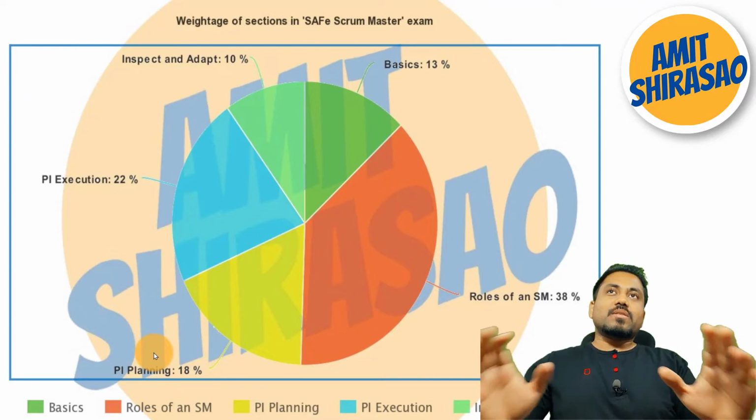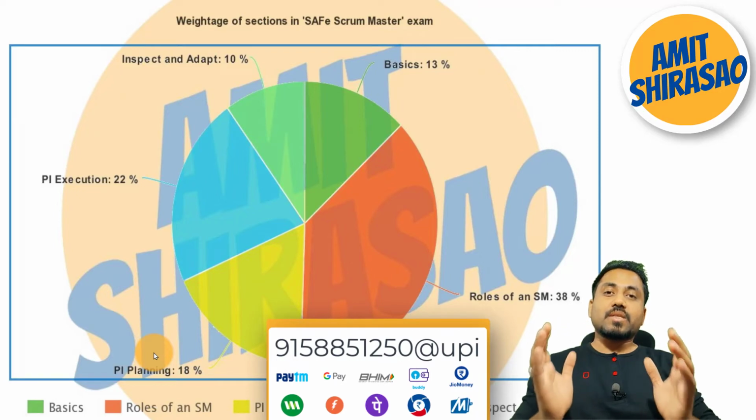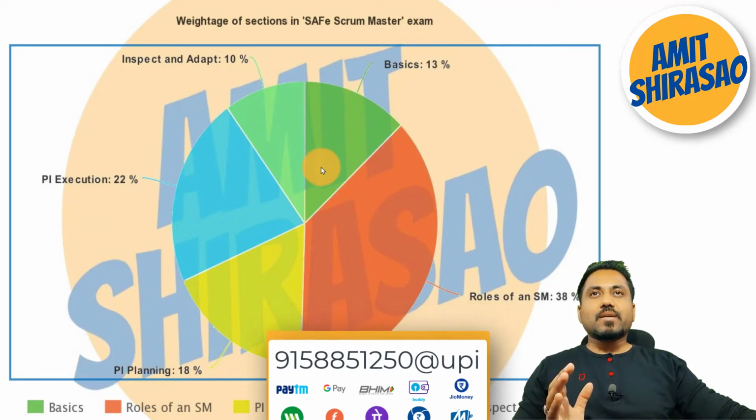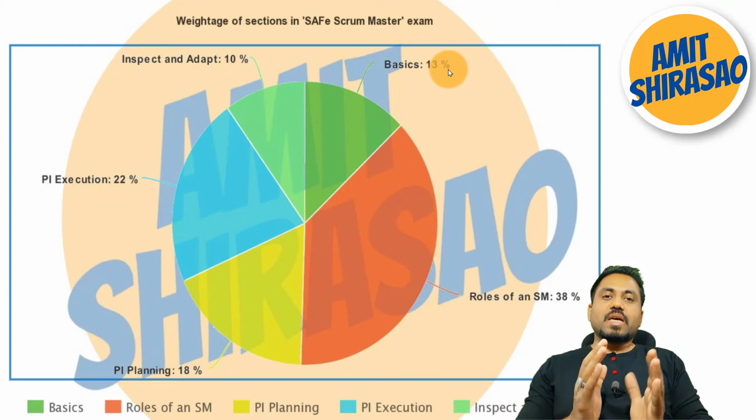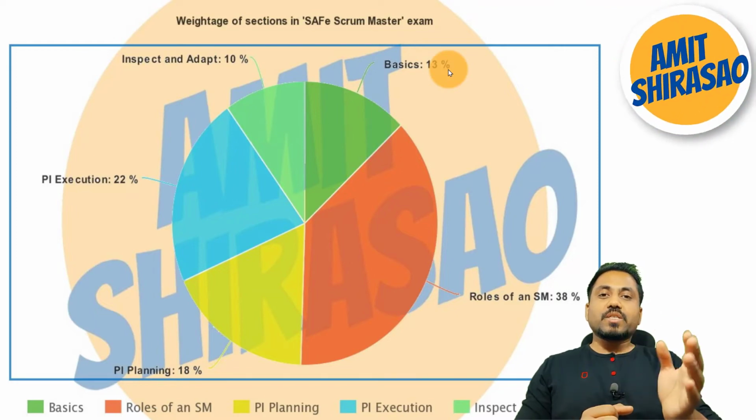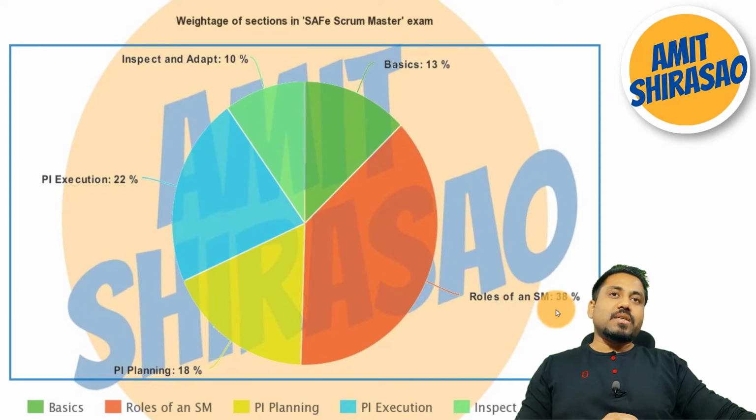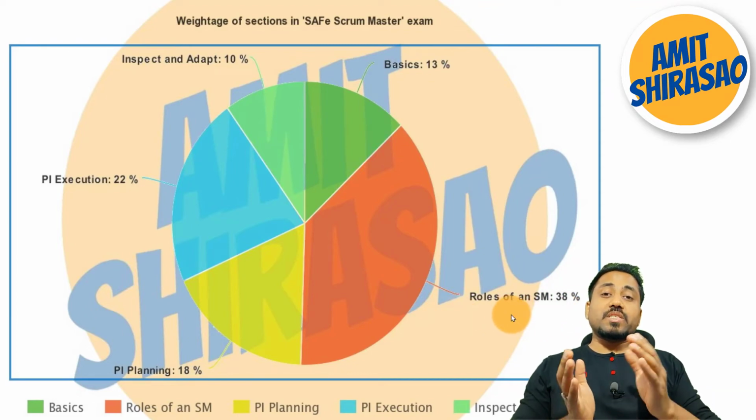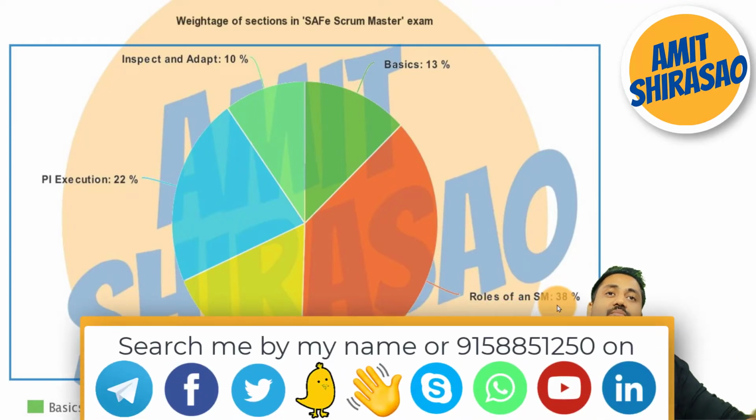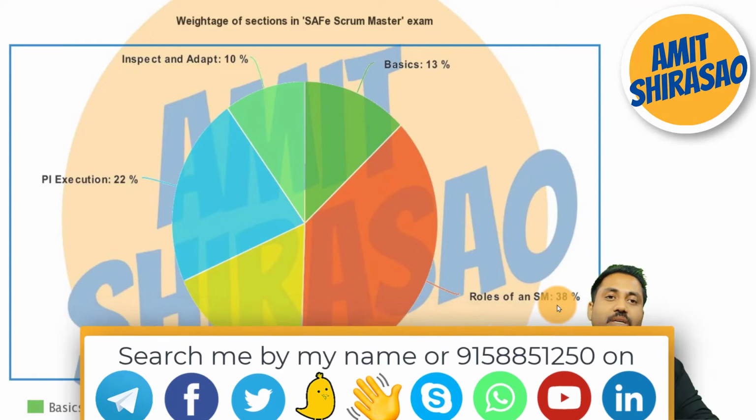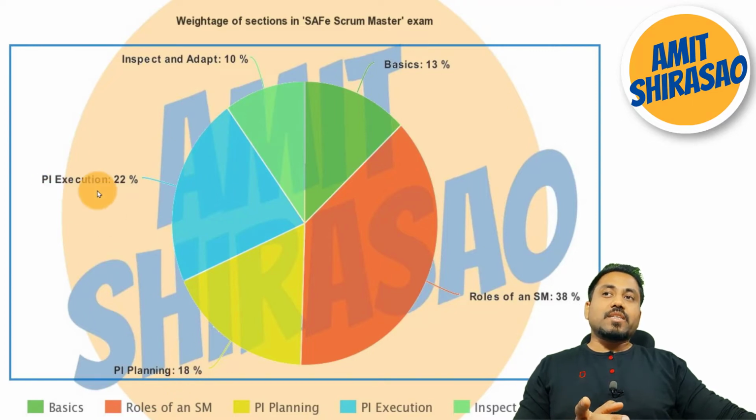Now I'll also tell you what is the marking system, what is the weightage, what kind of questions are asked. Questions on basic syllabus are asked for 13%, meaning basics of SAFe has 13% weightage. Almost 13% questions will be asked on basics of SAFe. Then 38% questions will be on the roles of a SAFe Scrum Master. So wherever in the material you read what are the roles of a Scrum Master, please pay attention to it. Then PI planning 18%. PI execute, what is PI?